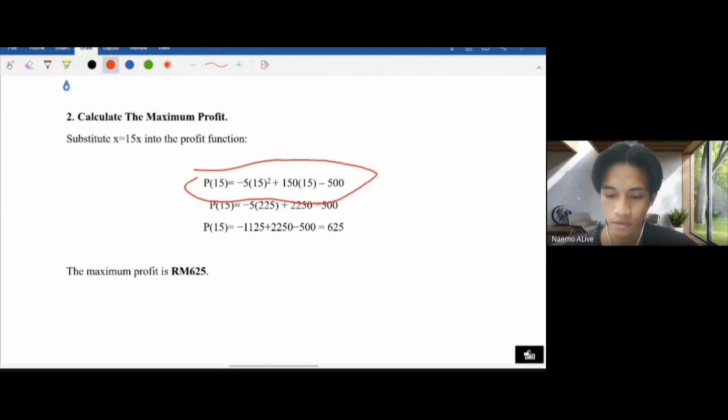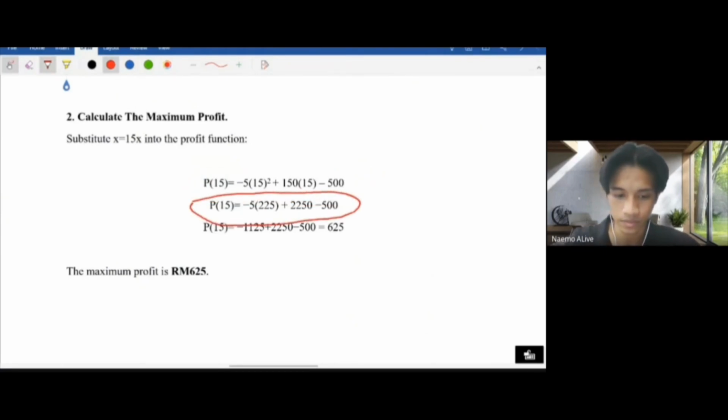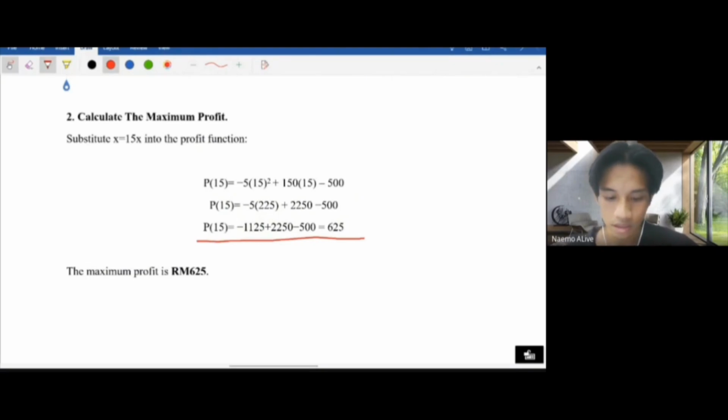From this, we calculate with a calculator, and then we must have this answer. From that, I know that the maximum profit is RM 625.